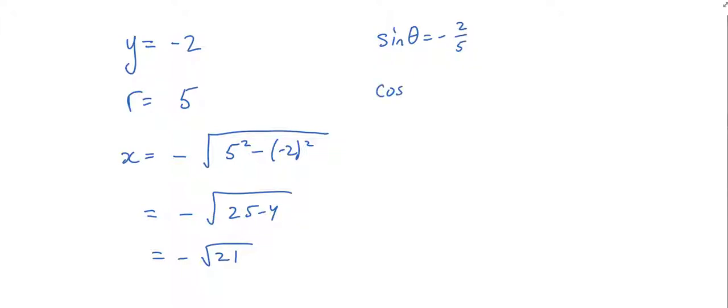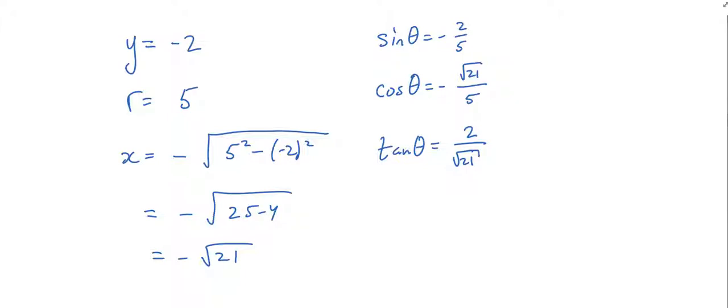And then cosine is x over r, so it's negative root 21 over r, which is 5. And then tangent is sine over cos, or y over x. So tan theta. We don't actually even need tan theta, but you might, because you could be asked to do tan. So tan theta is positive because it's going to be a negative over a negative. So it's going to be 2 over root 21.